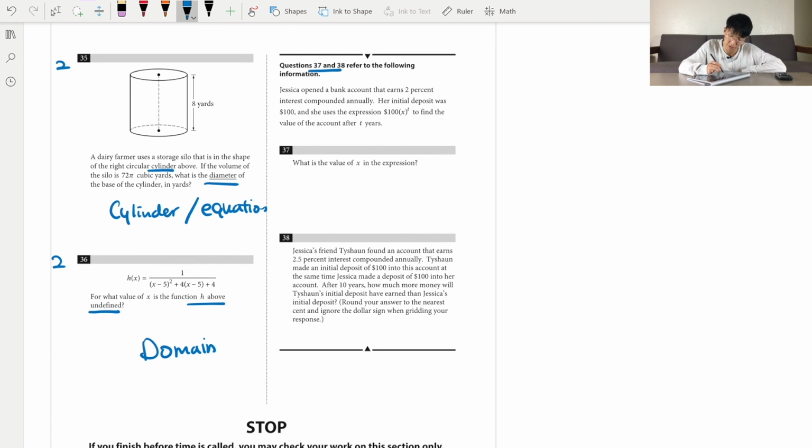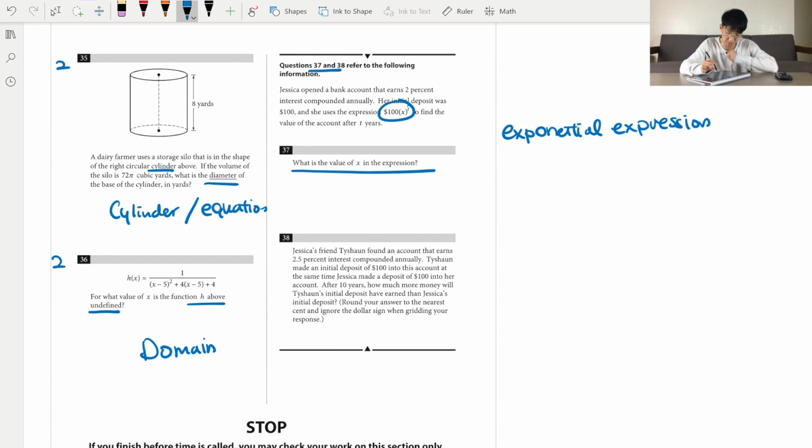37 and 38 refer to this one problem. I see exponential expression. And you're looking for the value of x. So most of the time there will be either an increase of the percentage, so you're given 2% increase. This is exponential expression, difficulty level 2.